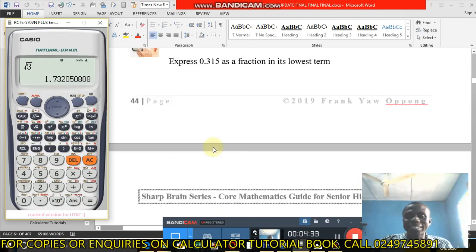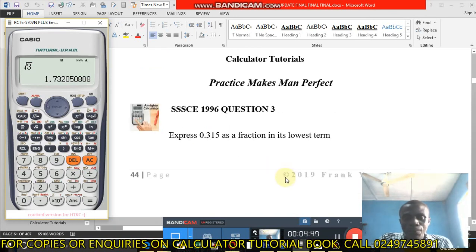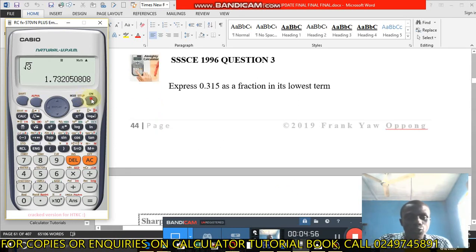We want to solve this past question. SSCE 1996, question 3. With simple questions like this, some students worry themselves converting it, dividing it by 1,000, and wasting time in the examination hall, while with a single click you get your answer. Express 0.315 as a fraction in its lowest term. This is an objective question, so why waste time on it? Let's demonstrate.